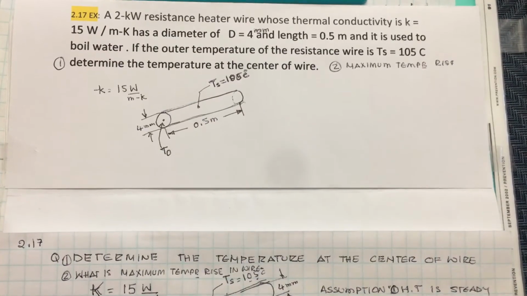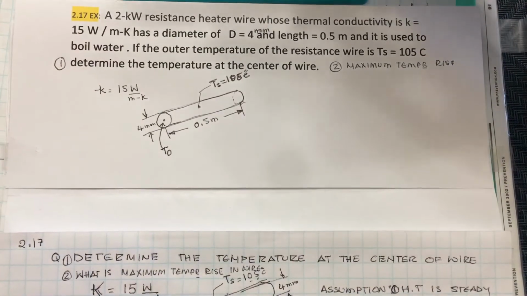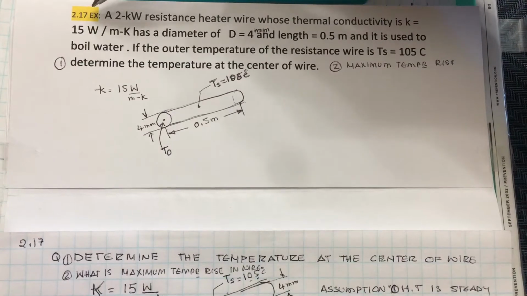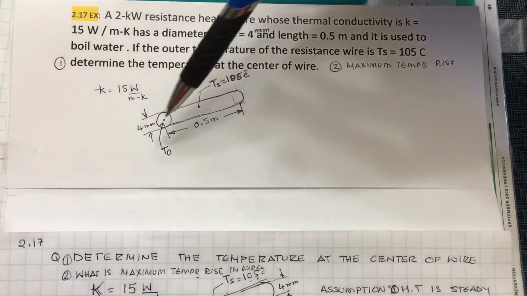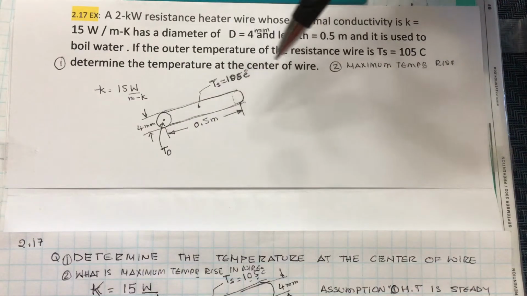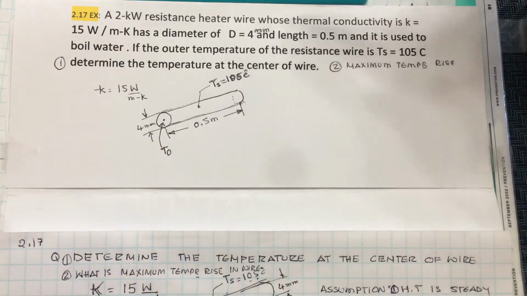Hello everyone. In this video, I'm going to explain problem number 2.17, which is the example problem from your textbook. The statement of the problem is a 2 kilowatt resistance heater wire whose thermal conductivity K is given, and the diameter of the wire is given, and length is given, and it is used to boil water. So I just captured the wire, and the details on this wire are there, the physical dimensions.